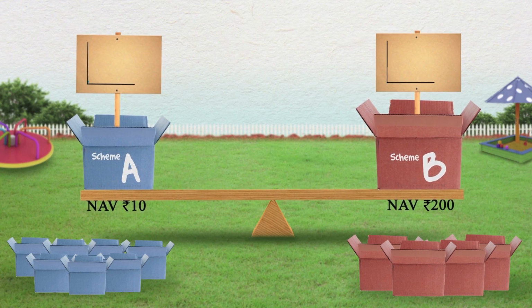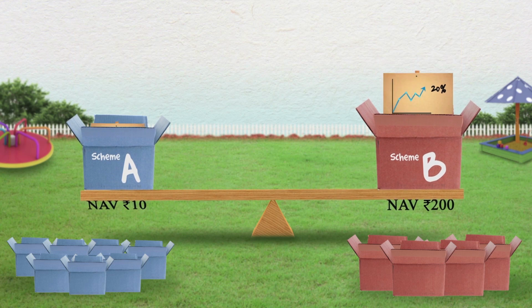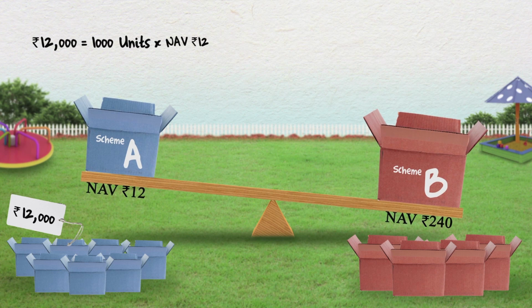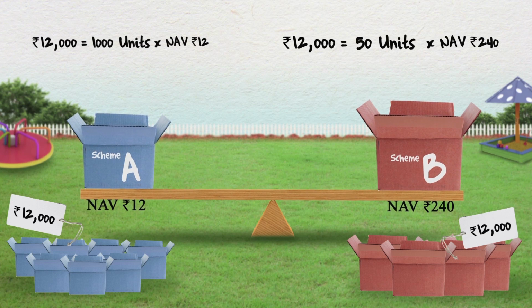That year, both schemes perform well, making the portfolio value rise by 20%. The value of 1,000 units in scheme A is now rupees 12,000 and of the 50 units in scheme B is now also rupees 12,000.